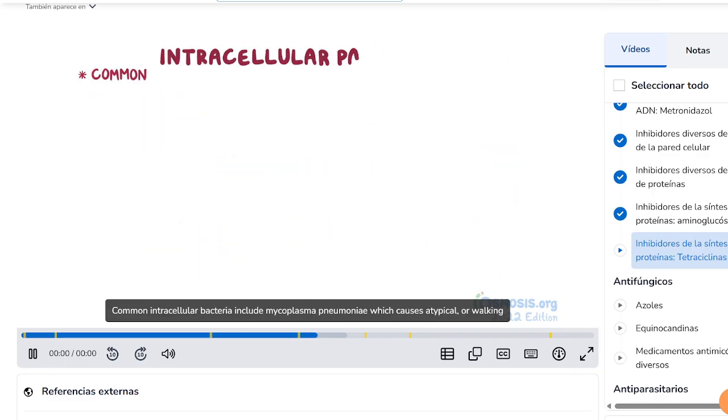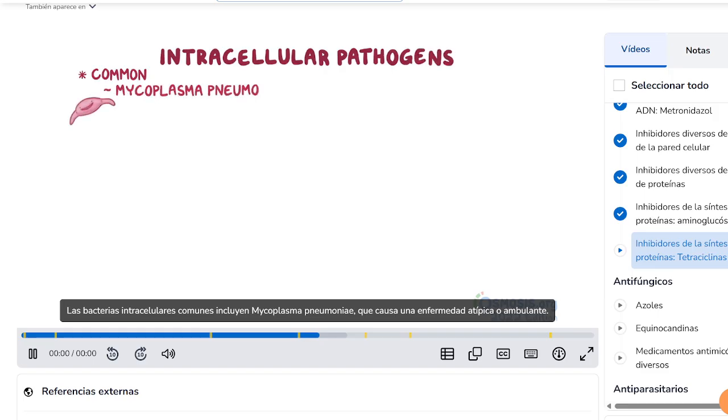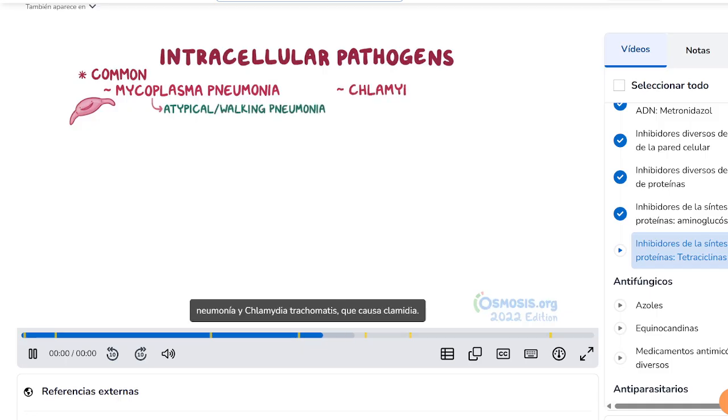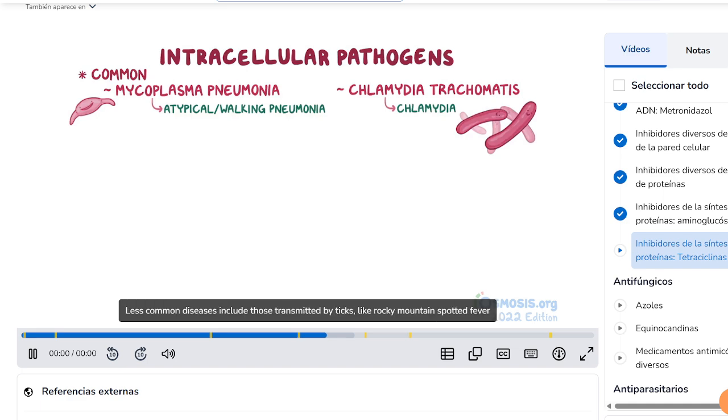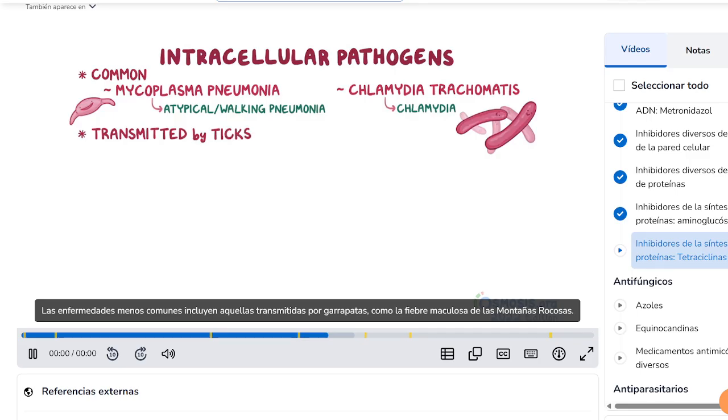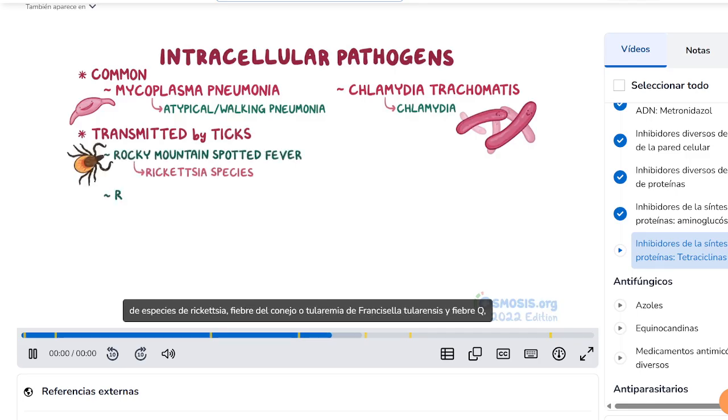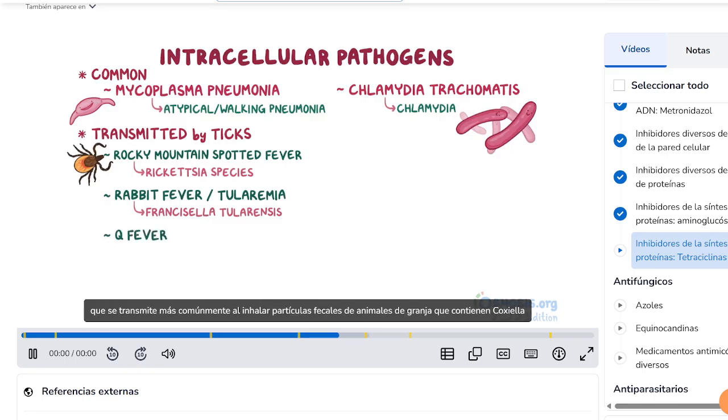Common intracellular bacteria include Mycoplasma pneumoniae, which causes atypical or walking pneumonia, and Chlamydia trachomatis, which causes chlamydia. Less common diseases include those transmitted by ticks, like Rocky Mountain spotted fever from Rickettsia species, rabbit fever or tularemia from Francisella tularensis, and Q fever, which is more commonly transmitted by inhaling farm animal fecal particles that contain Coxiella burnettii.